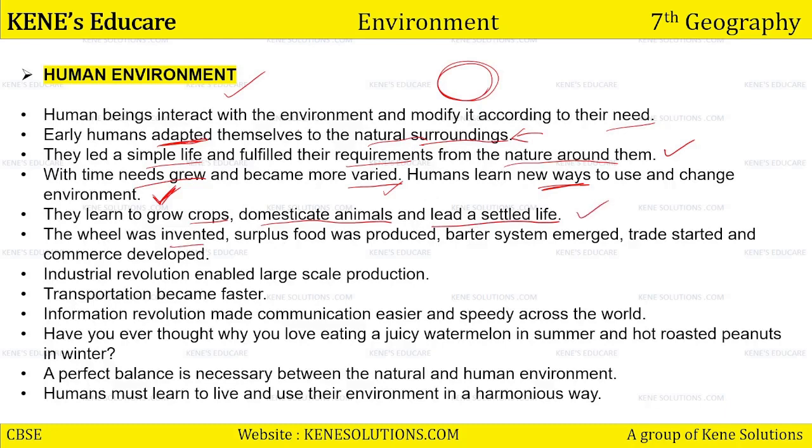The wheel was invented, surplus food was produced, barter system emerged. What was barter system? I told you, when you trade one product in exchange of another product. So you give one product and you receive one product. This is known as barter system. Trade also started and commerce developed. This was the basic evolution of human being, that how human being from being a hunter-gatherer became a trade merchant.